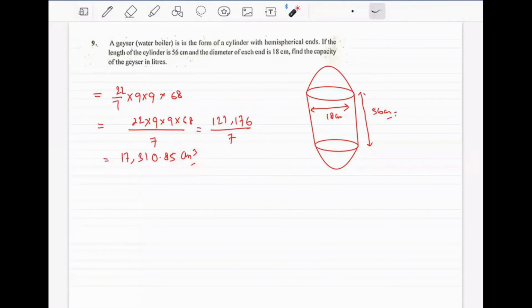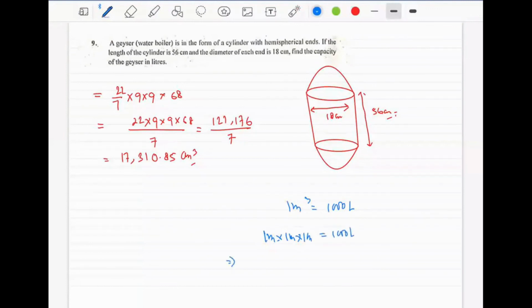It wants it in liters, right? It says here: find the capacity of the geyser in liters. So if we want to convert it into liter, the standard equivalency is 1 meter cube is 1000 liter.